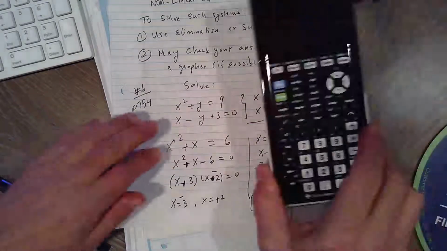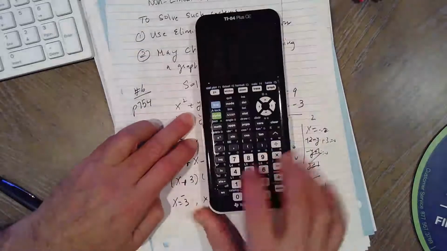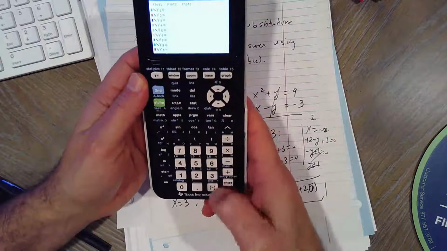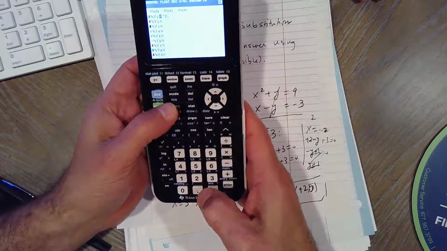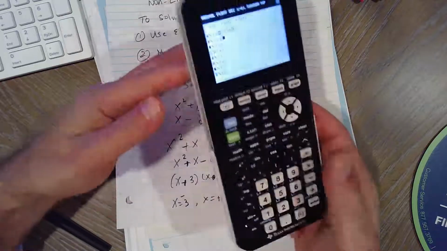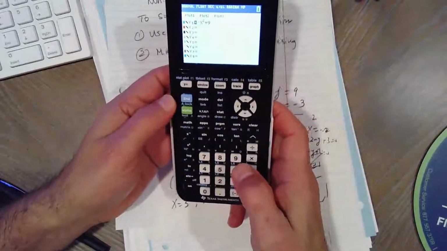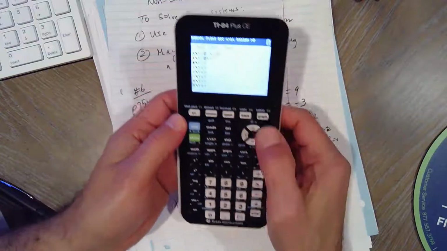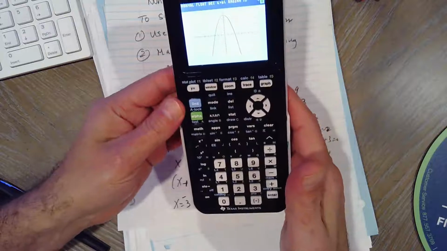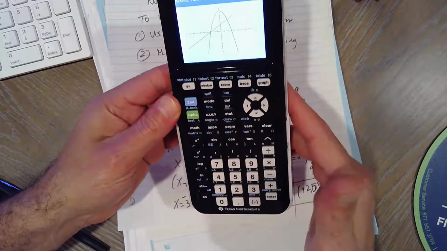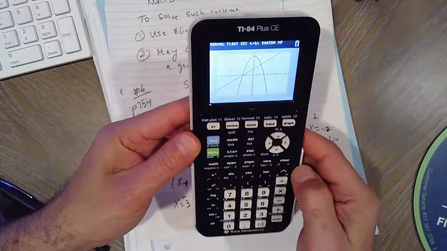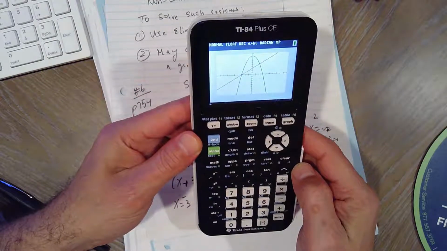So let's see that graphically. So we're gonna do y equals negative x squared plus 9, and then y equals x plus 3. And if we graph, you know they're gonna cross at -3, 0 right there, and at 2, 5. So obviously we got these two solutions, okay? At -3, 0 and at 2, 5.